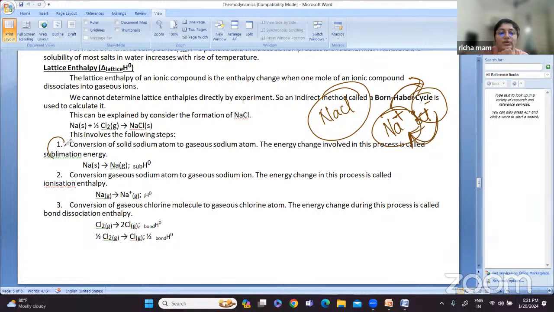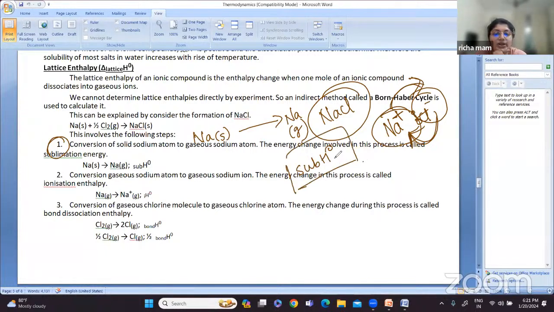So the first step involves the conversion of solid sodium atom to gaseous sodium atom. The energy change involved in this process is called sublimation, because sodium, which is in solid state, is changing directly to the gaseous state. So the first step involves sublimation from solid sodium to gaseous sodium atom.